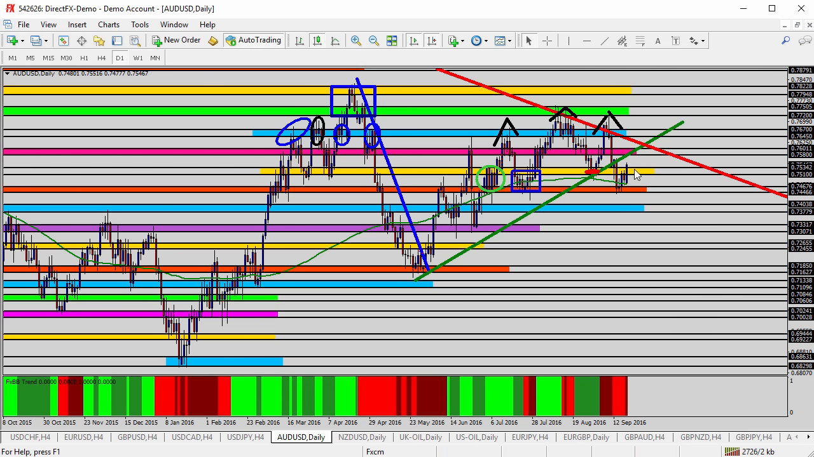If you're going to look for short opportunities and sells here on the AUDUSD, closest possible to that red trend line, which obviously has been resistance the past couple of challenges there.